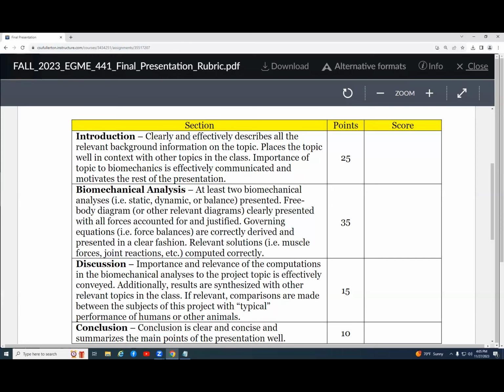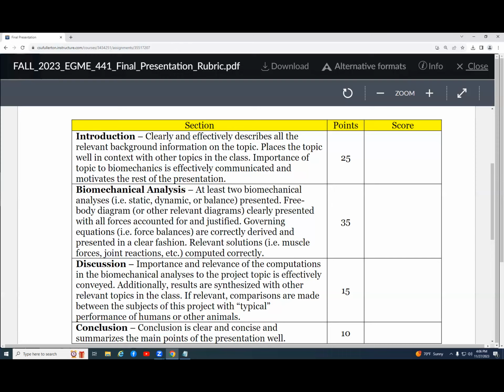And then as you go through your introduction, you funnel your way down to your specific topic from there. So it gives a nice buildup, a nice introduction to your topic. And I think what's most important about the introduction is that you should really communicate to the audience why your topic is something that's important to study for biomechanics.